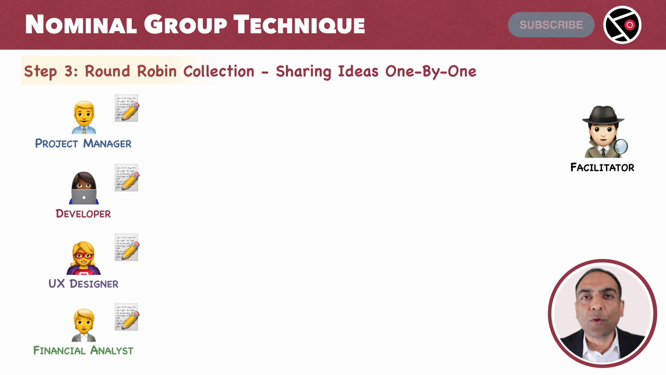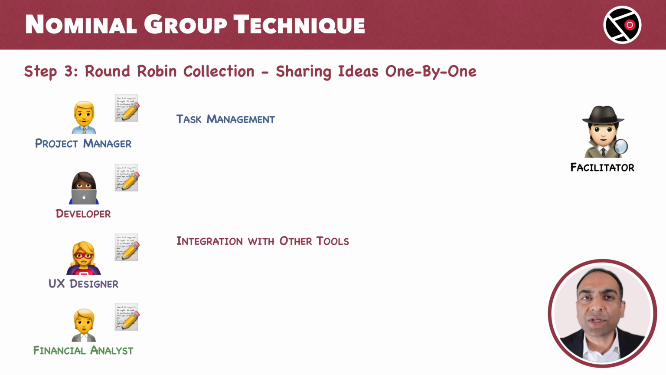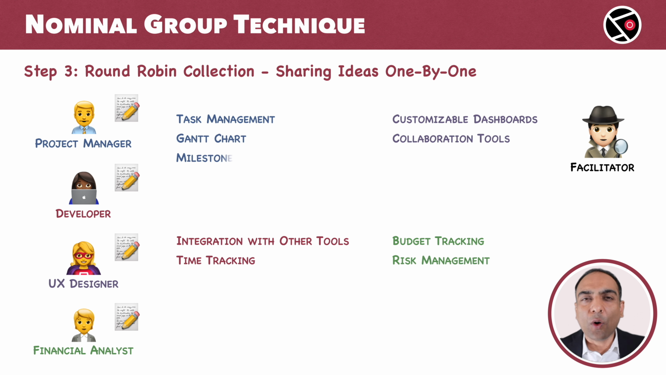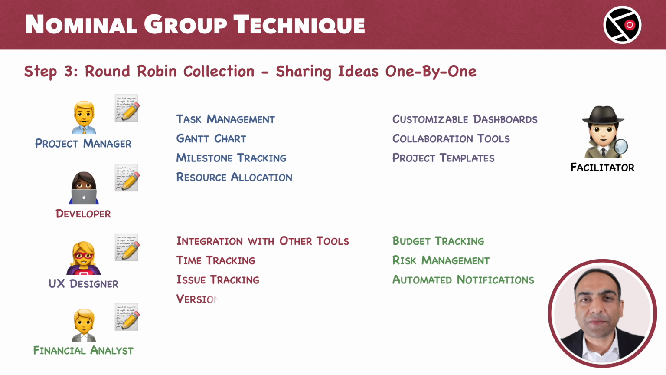Step 3. Round robin collection. Ideas are shared by participants one by one. Starting with the project manager, we have task management. Next, the developer suggests integration with other tools. The UX designer gives us customizable dashboards. And the financial analyst suggests budget tracking. Back to the project manager, and we continue until we list down all the ideas from the participants.